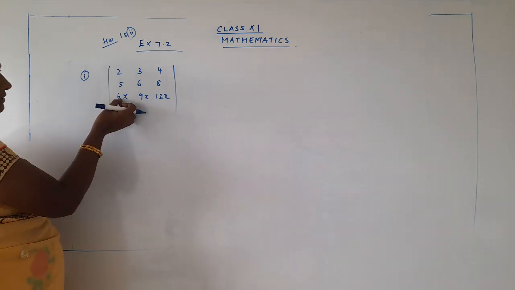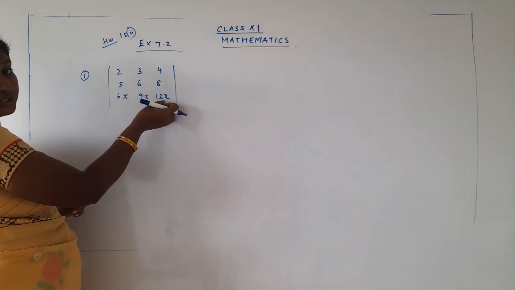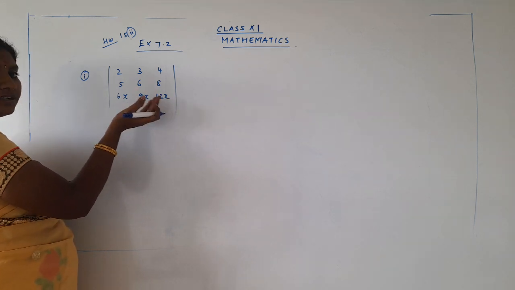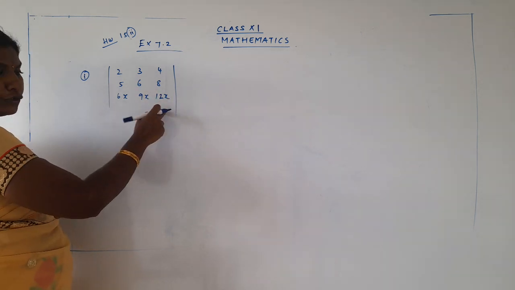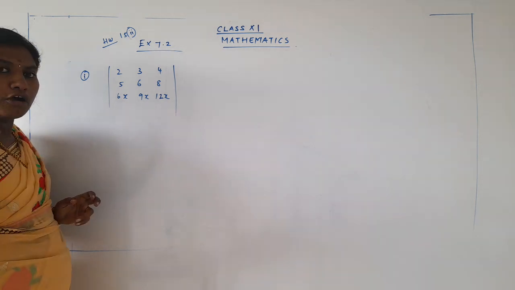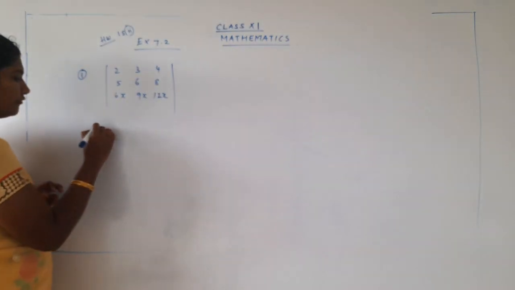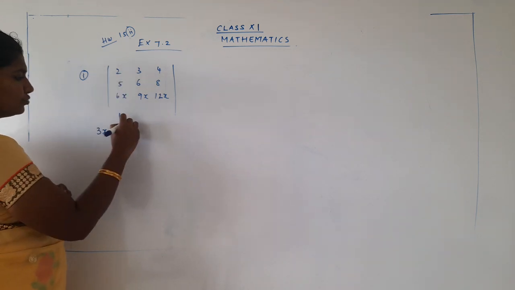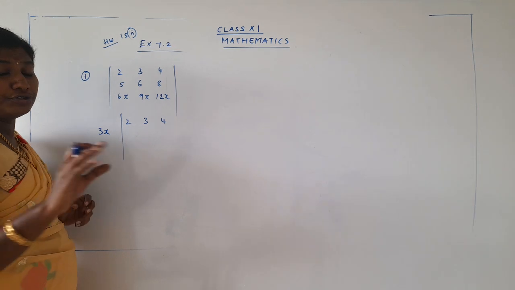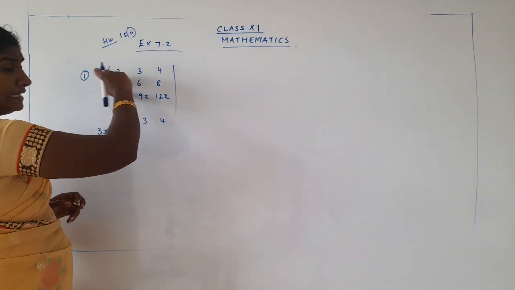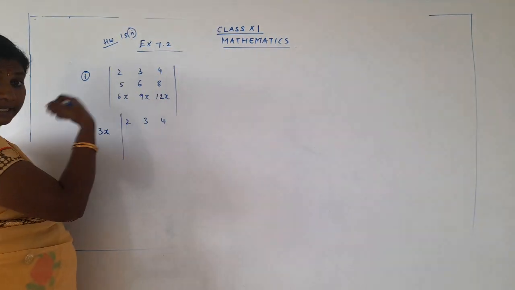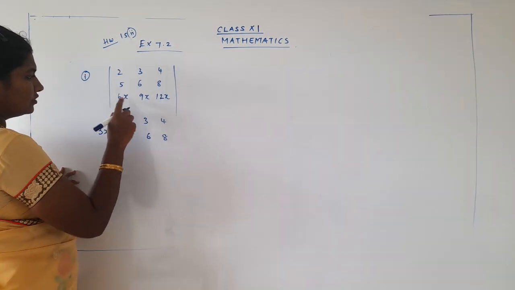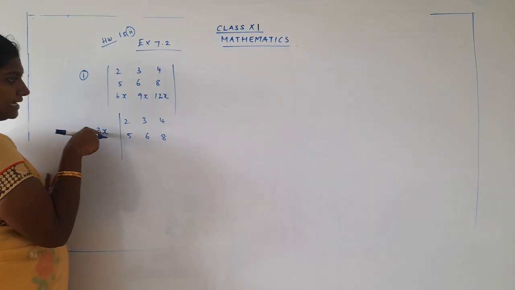So now we see here 6x, 9x, 12x. These are the multiples of 3. So what I am going to do is take 3x common from the third row. So 3x is going to be taken out from the third row, and I will take 3x outside the determinant. So what is left now? 2, 3, 4. I am not going to make any changes in the first row or the second row, only take 3x common from the third row. So this is 5, 6, 8. Now this is 3x I have taken common.